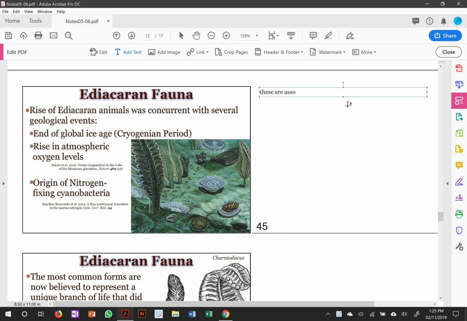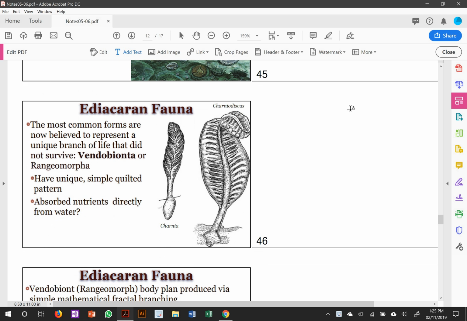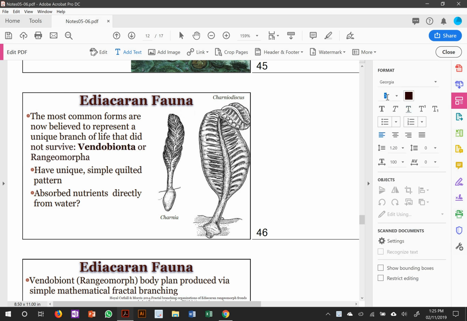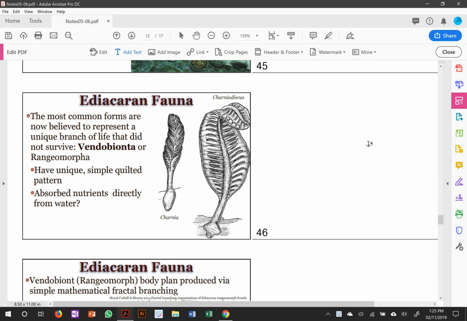All right. So, what did some of these critters look like? Well, probably the most common types of fossils from the Ediacaran are animals which we now classify as belonging into a clade called the Bendobionta. Sometimes you'll also see the term Rangiomorpha. I think that they actually just reflect different levels in the taxonomy, but I'm not entirely sure. We're just going to call them the Bendobionta.